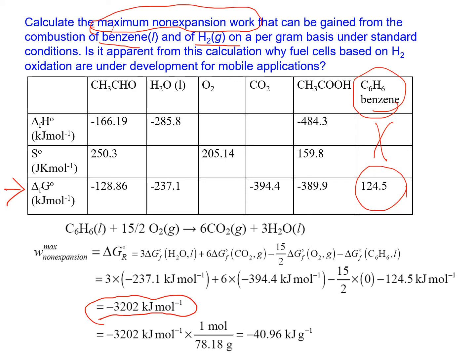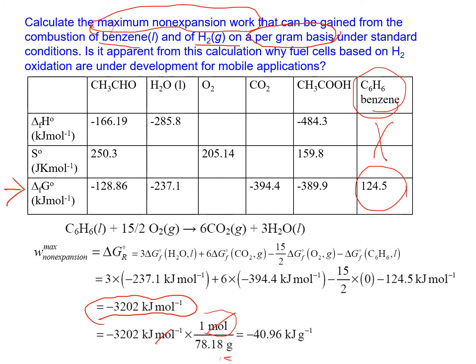Now notice that these questions also ask you based on per gram basis. So what we have so far is per mole, and therefore we need a conversion factor, and that is the molar mass. 1 mole equals 78.18 gram, and so in this way it's per mole and the mole cancel, and that gives you per gram. So for benzene, every gram will produce 40.96 kilojoule non-expansion work.